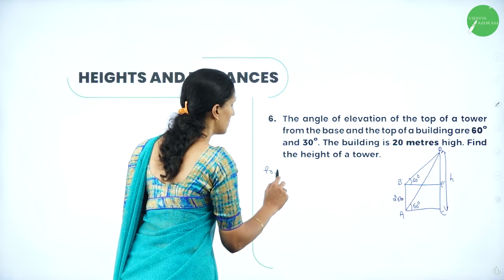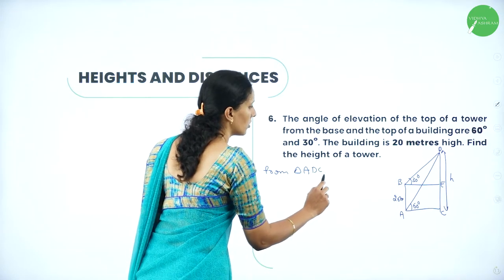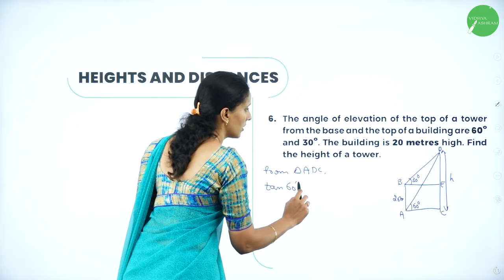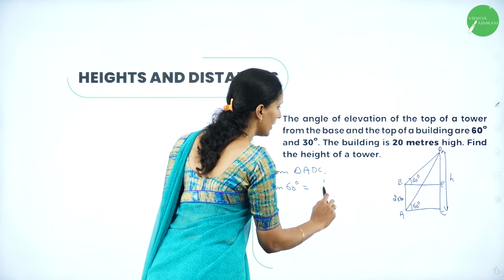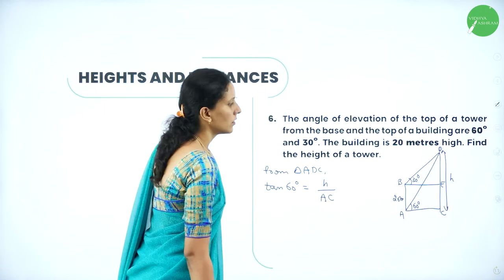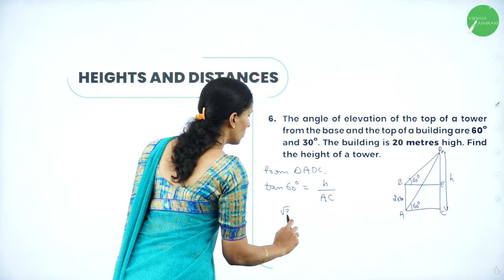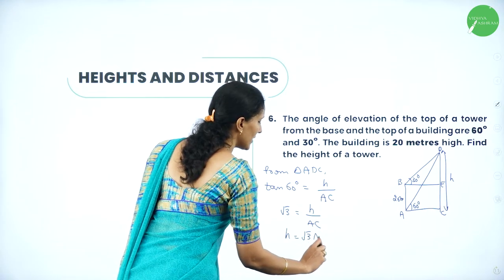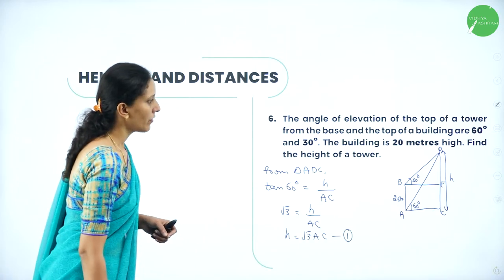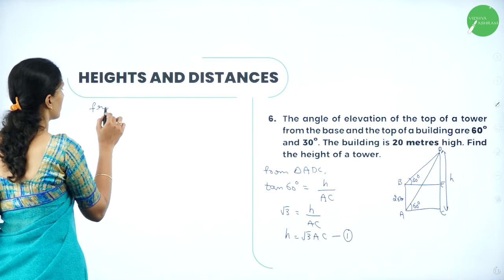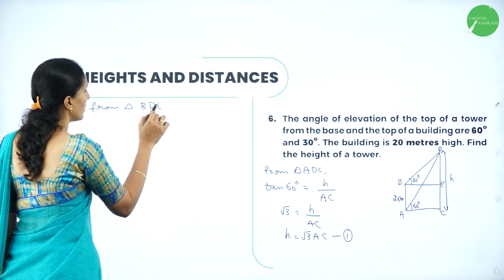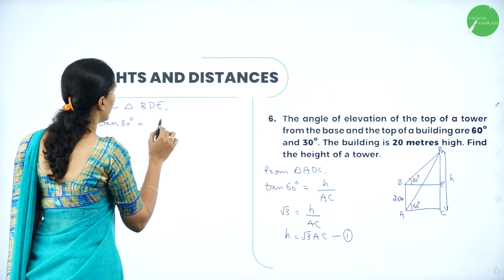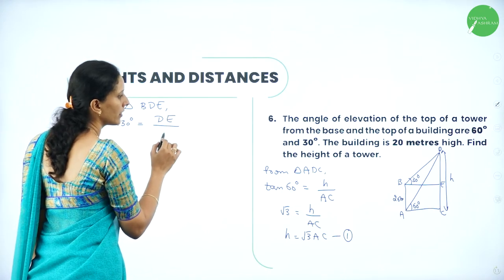Next, from triangle ADC, tan 60 degrees is equal to opposite side, which is height, over adjacent side, which is AC. So this implies root 3 is equal to H divided by AC, or I can write H is equal to root 3 AC. Take it as equation 1. Again, from triangle BDE, tan 30 degrees is equal to DE divided by BE.